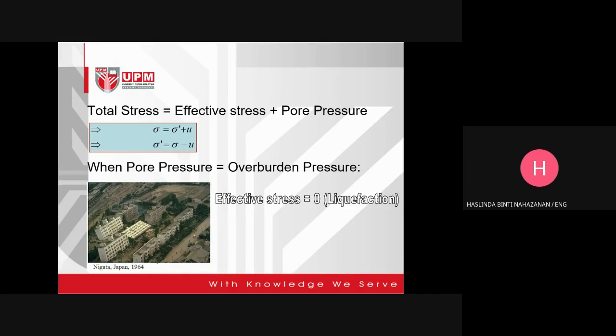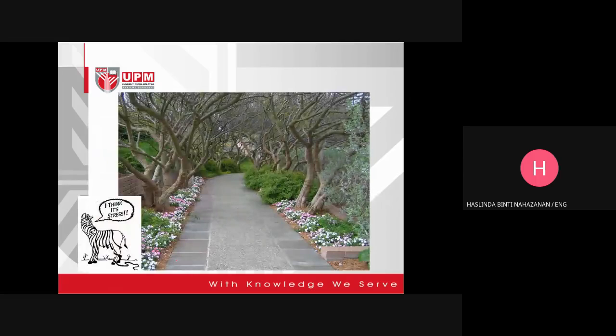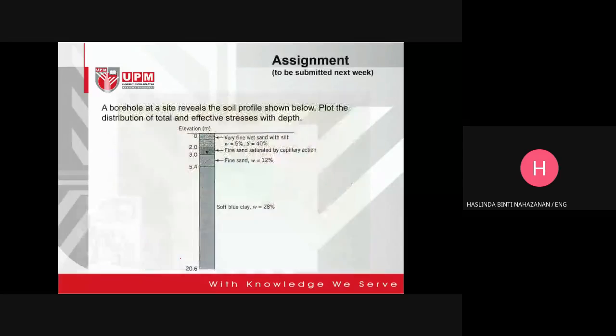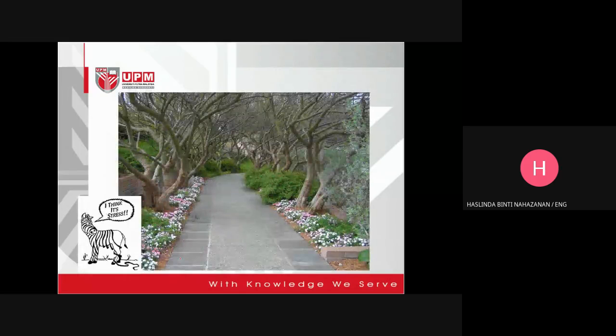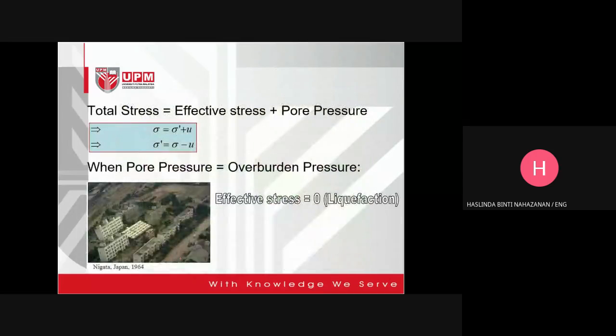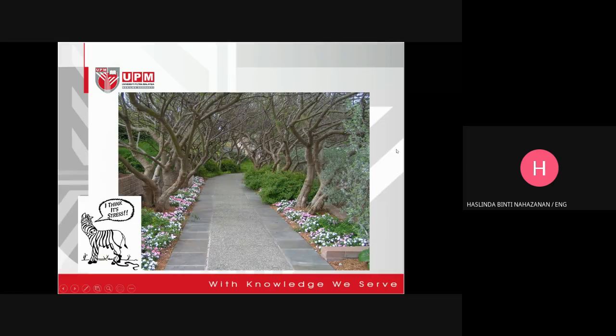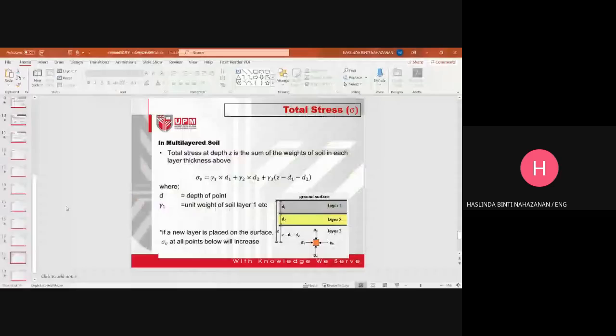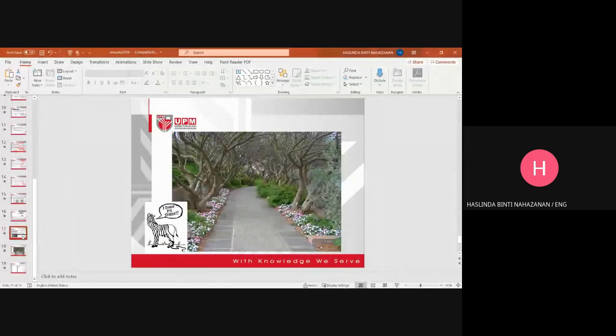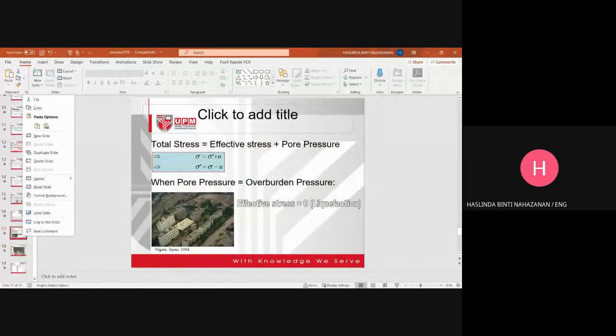It caused, for instance in Japan in 1964, all the buildings to collapse. So that's the explanation. That is the assignment. But before we go there, I would like to show you a few examples. Before we finish, I have two examples to show you.